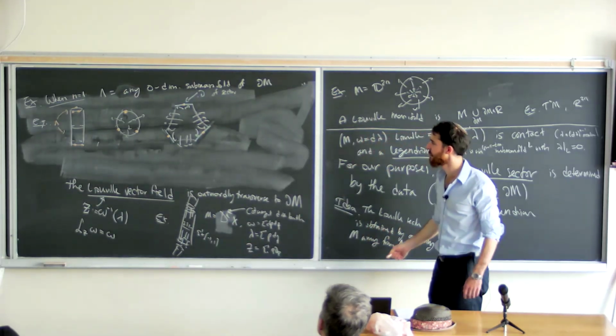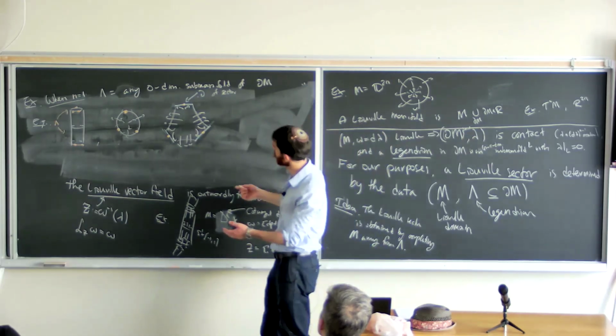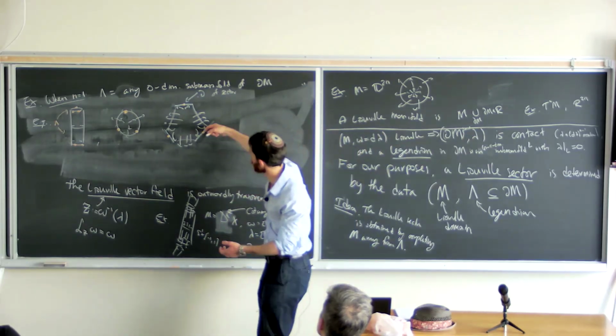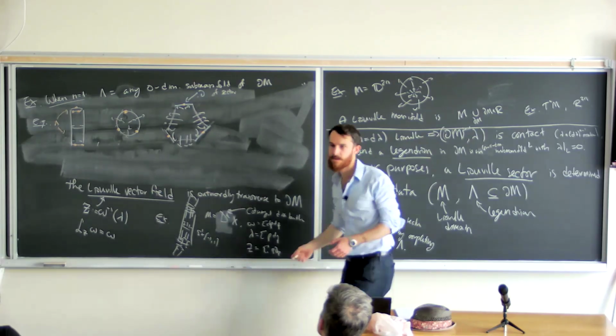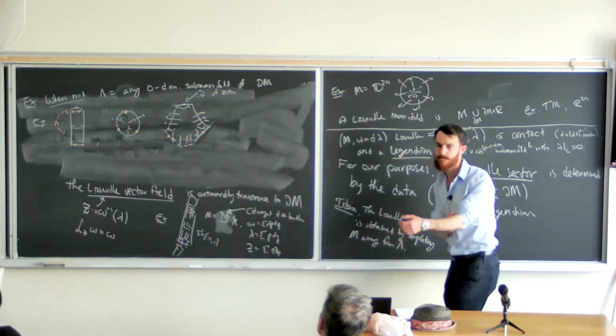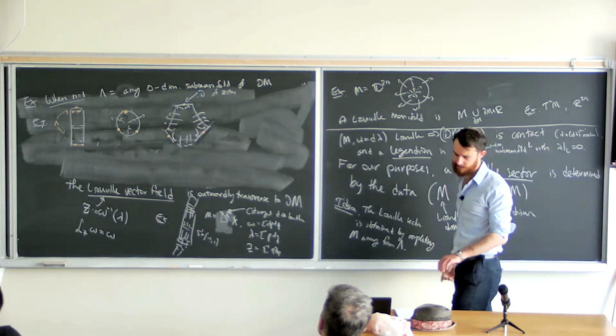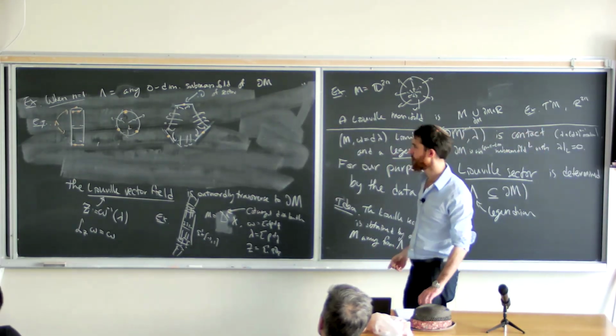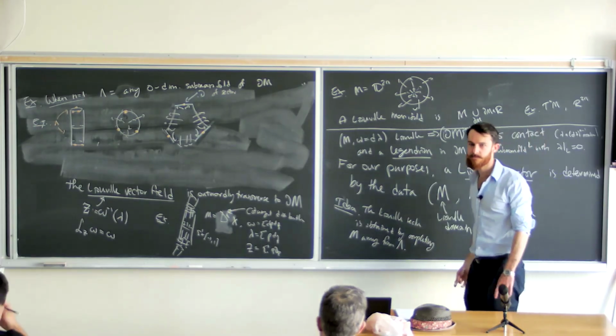But the basic idea is that now a Liouville sector is a manifold with boundary where the boundary is a neighborhood of the Legendrian. Is this picture legible to people? Other questions about this definition? Okay.